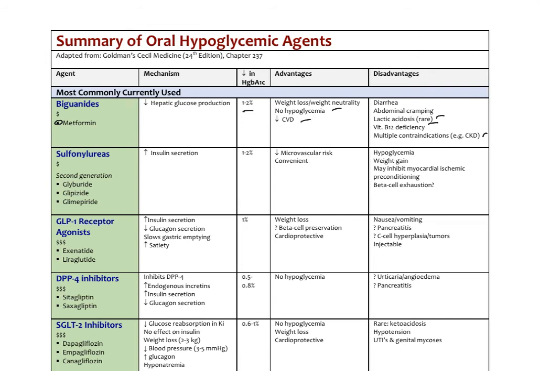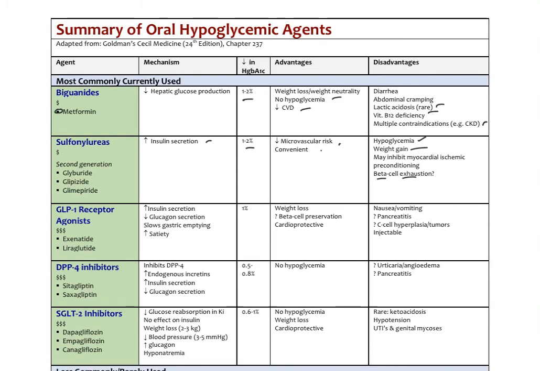Sulfonylureas: inexpensive, and again, usually we use second or third generation agents. They increase insulin secretion, lowering A1C by up to 2%. They tend to decrease microvascular risk. They're convenient to take, but no real benefit on cardiovascular disease, and we see weight gain and potentially severe hypoglycemia with these agents. And then there's always that risk of beta cell exhaustion over time.